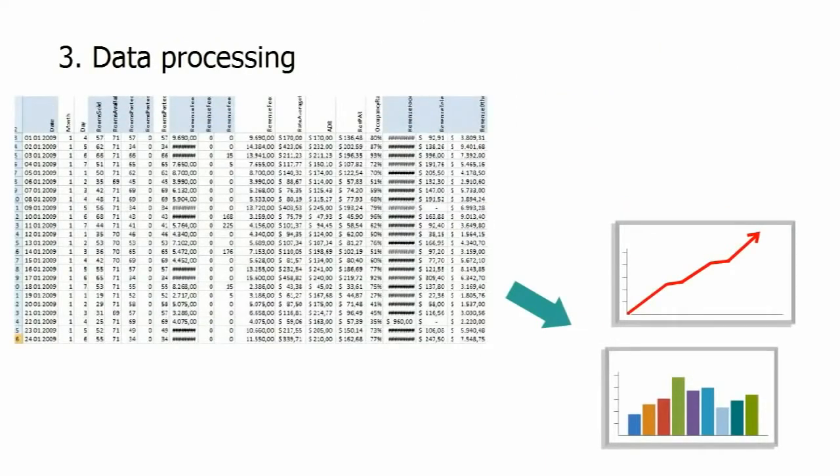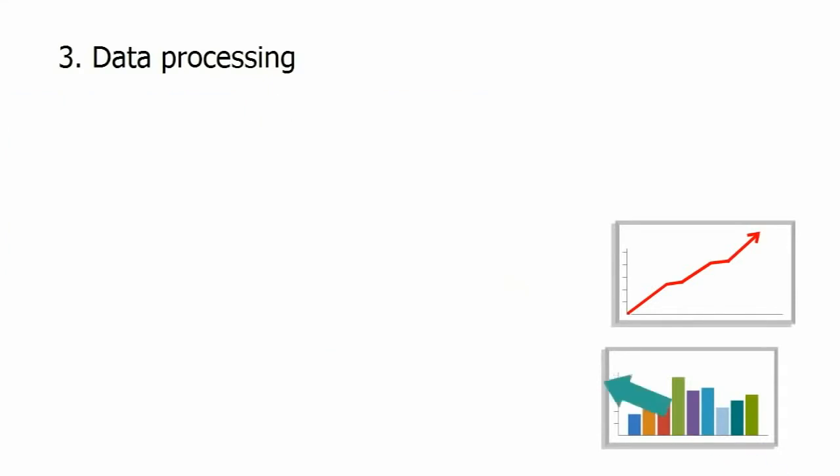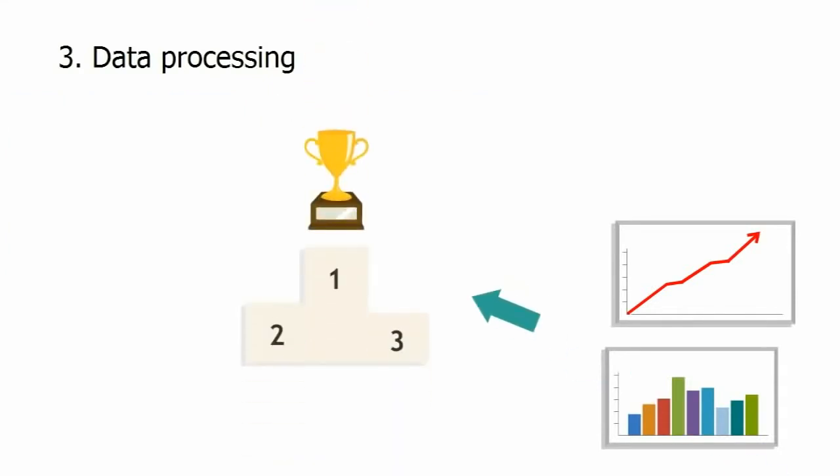Converting raw data into meaningful information is what experts call data processing. This is an important function of MIS, as information is the core necessity for achieving competitive advantage.